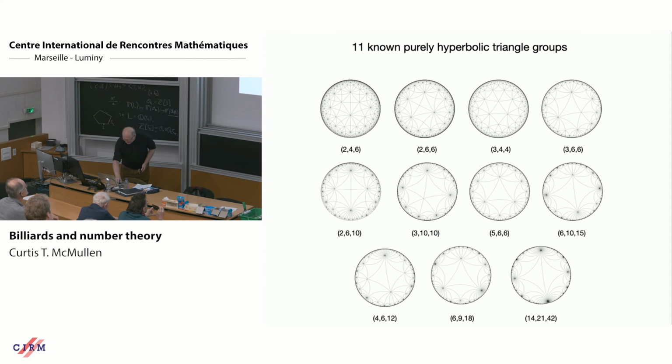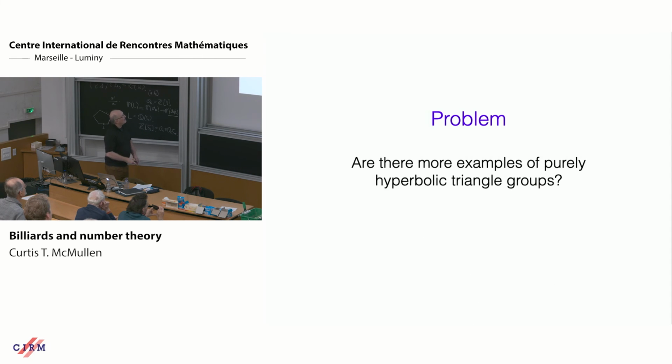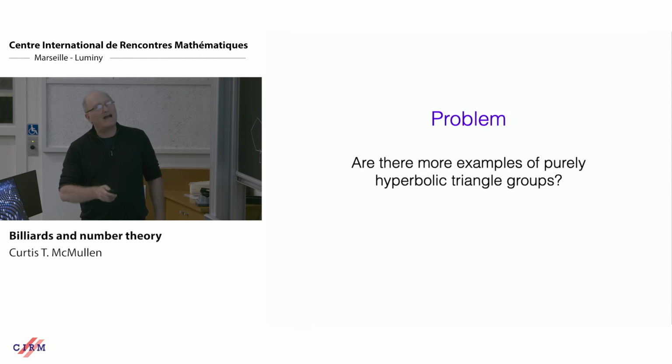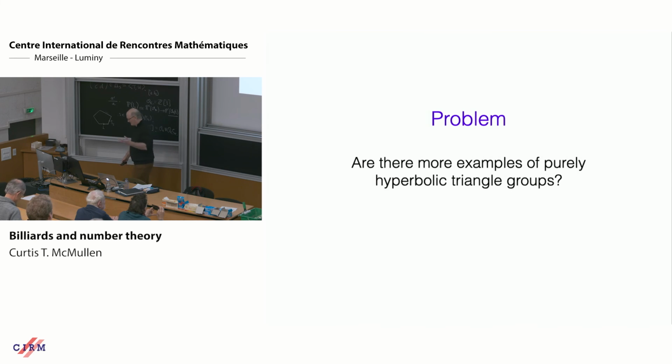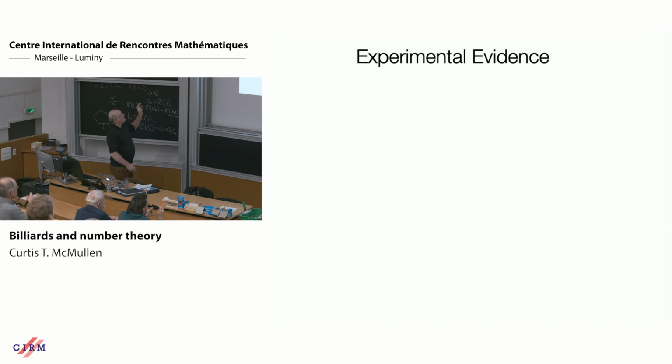I wondered if that's all there are. So let me just skip to the end. That's an open problem I'll end with. Are there any more examples of purely hyperbolic triangle groups beyond the 11 I mentioned? It turns out a particular one of them, of type 14, 21, 42, plays a key role in my construction, but you see the numbers are pretty small.